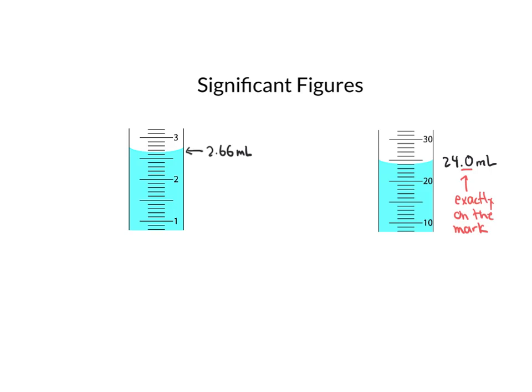So in this case, this measurement has 1, 2, 3 significant figures, because I can estimate to the second decimal place, and so my measurement is 2.66. There are 3 digits in that measurement, so it has 3 significant figures. So this one has 3 sig figs. In addition, this measurement also has 3 significant figures, because there are 3 digits that I need to write down in order to tell you where that mark was. So again, this one also has 3 significant figures.